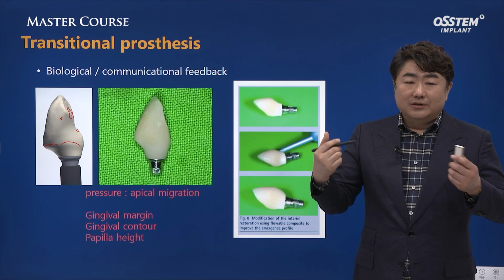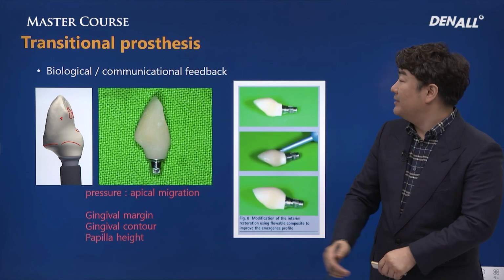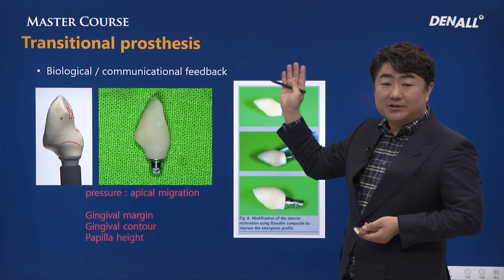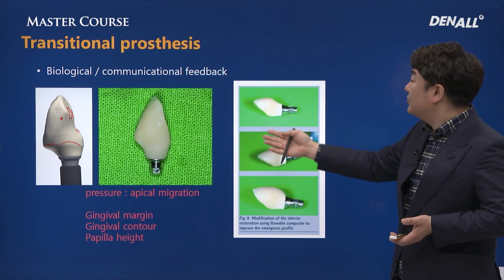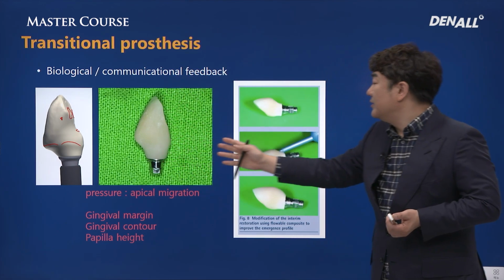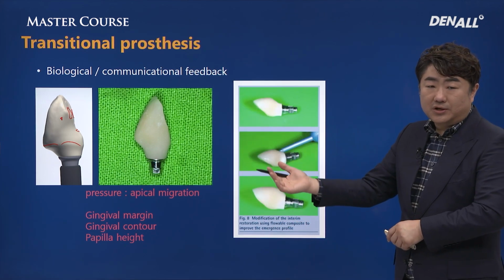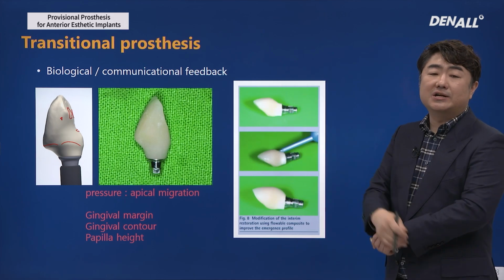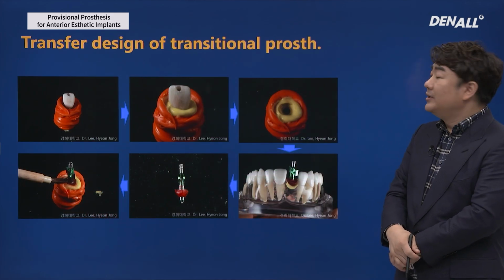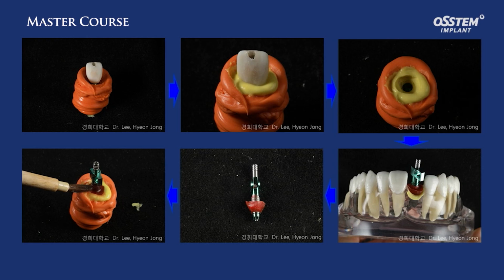Providing a provisional: provisionals do not only restore function and aesthetics, but play a crucial role as a transitional prosthesis, reflecting the biological and communicational feedback in the temporary design. Temporaries are used for gingival molding and reflect the changes in design. The final provisional means the transitional prosthesis.